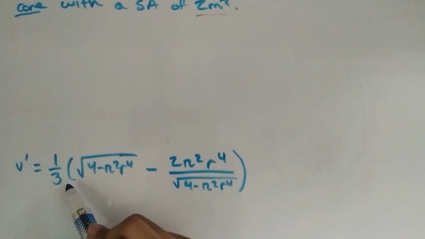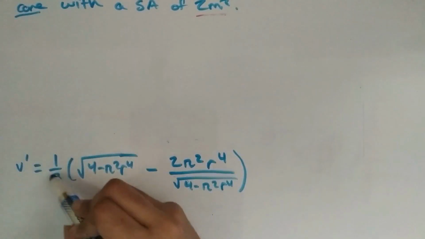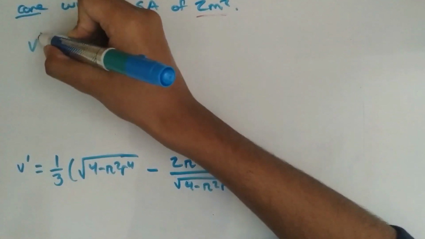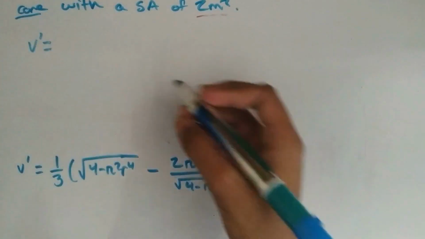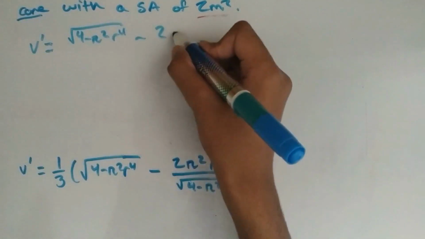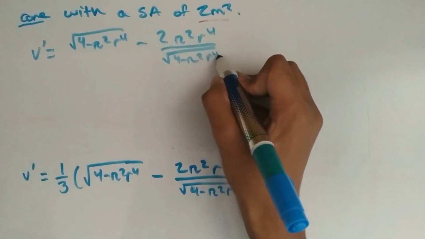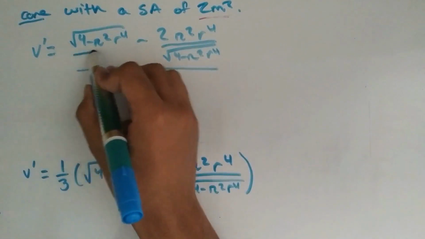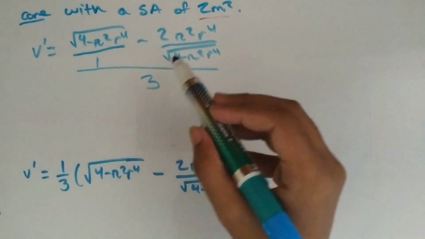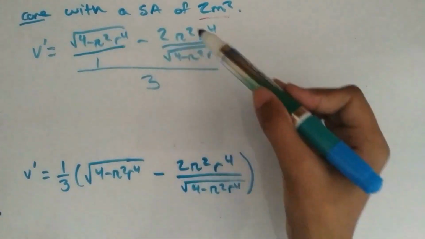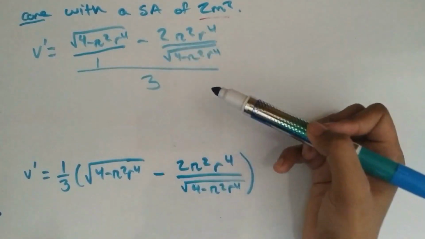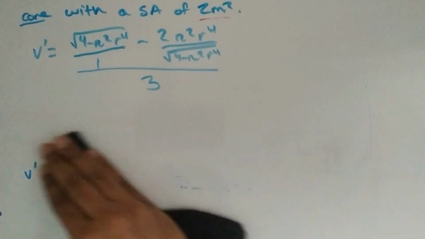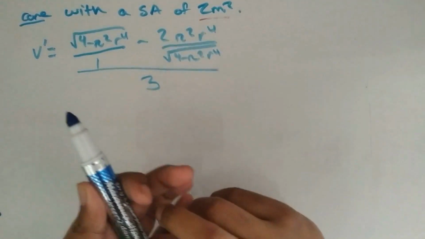What I'm going to do here is take this 1 over 3 and move it down now. So we've got v prime is equal to 4 minus pi squared r to the 4 minus 2 pi squared r to the 4 over the square root of 4 minus pi squared r to the 4. And this is going to be all over 3. I want to go ahead and make this over 1 as well, because making this a common denominator will allow us to move this 3 up and make a better looking fraction here. So let's go ahead and erase what we've got at the bottom now that we've moved it up top.